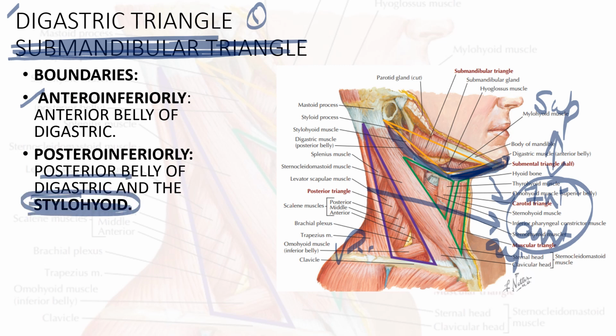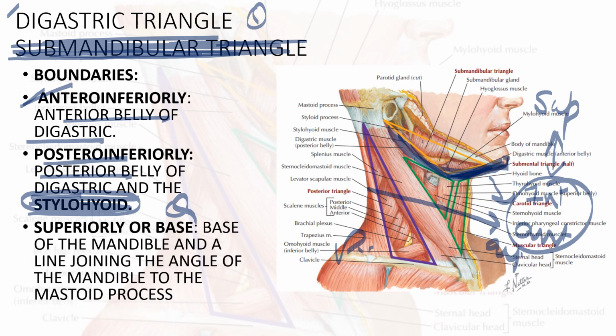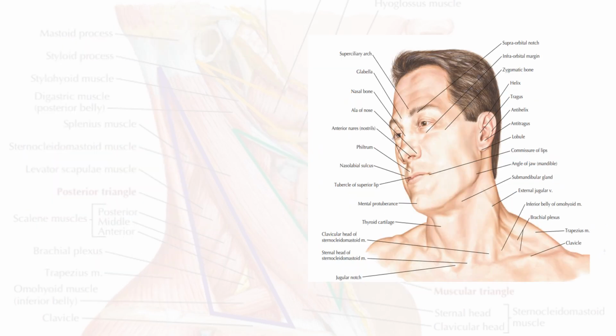So this is important. We have the stylohyoid muscle here. You should remember this small muscle, the stylohyoid muscle. This is a question. Otherwise तो simple है बच्चों. Anterior inferior is the anterior belly of digastric, posterior inferior is the posterior belly of digastric, and the base is formed by the base of the mandible and the line adjoining till the mastoid process. So this is a triangular area which is known as the digastric triangle or submandibular triangle.